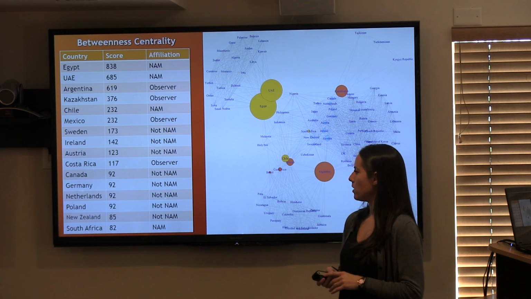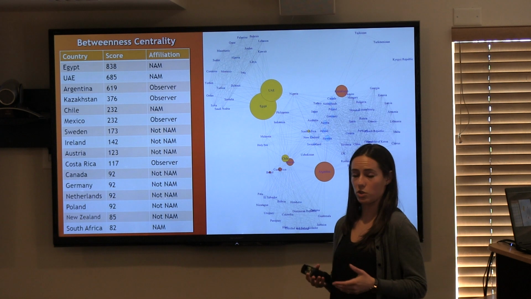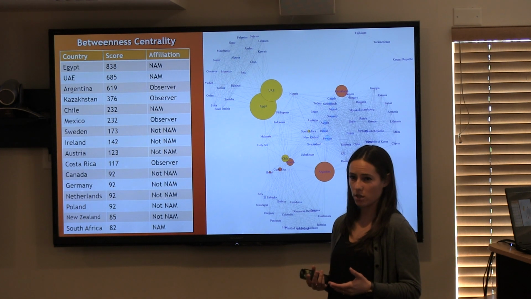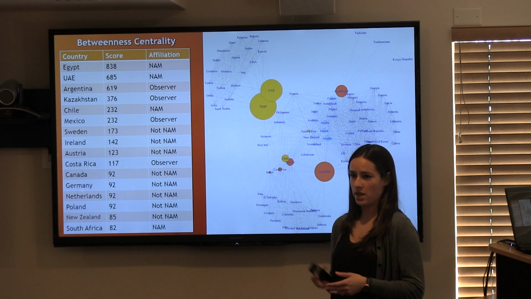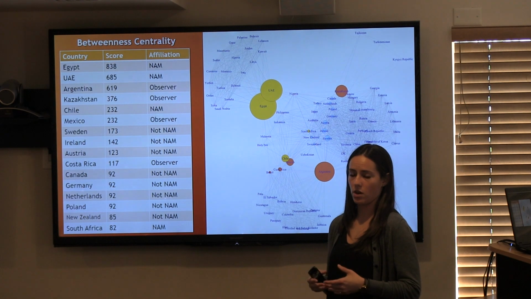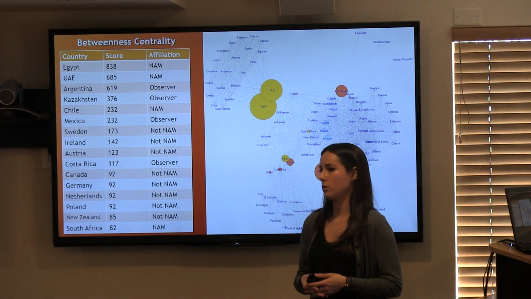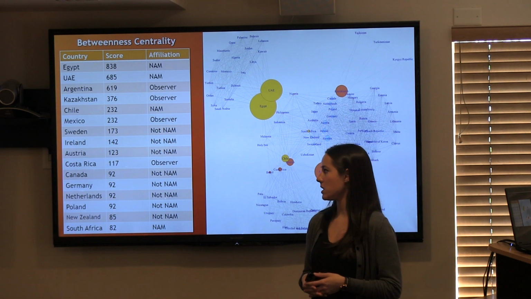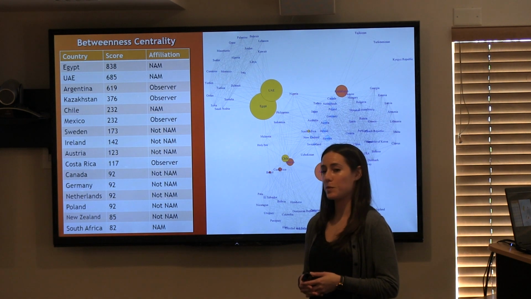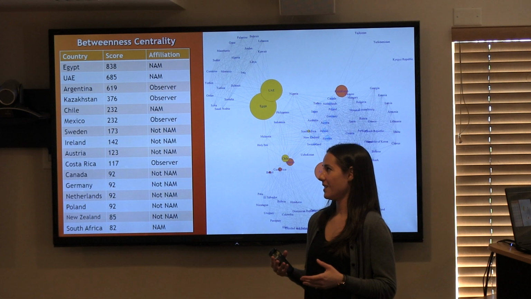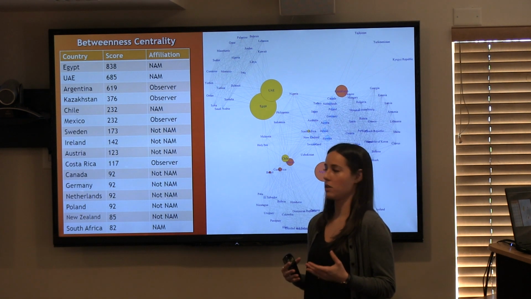And some of the findings for the top scores are sort of intuitive. We see a lot of members of the New Agenda Coalition in these results, which was founded on the premise of trying to build bridges between nuclear weapon states and non-nuclear weapon states at these conferences. So that makes a lot of sense, but we might actually also see countries that don't make a lot of sense when we think of brokerage.